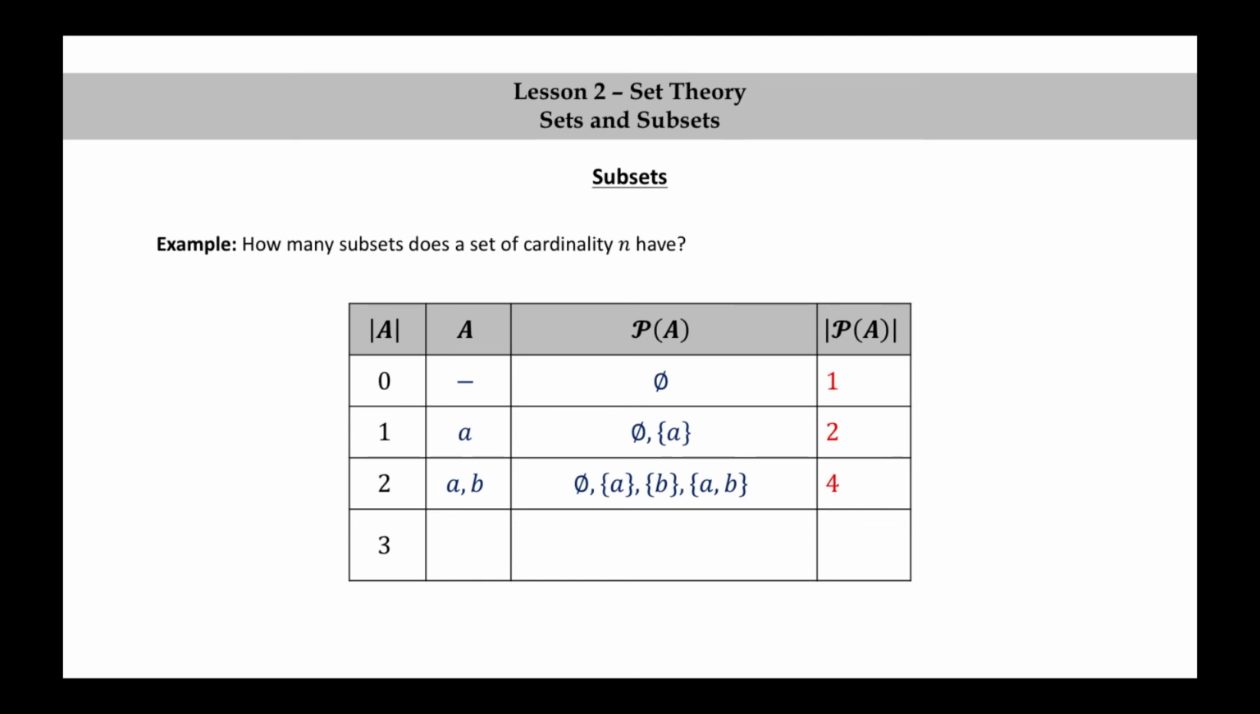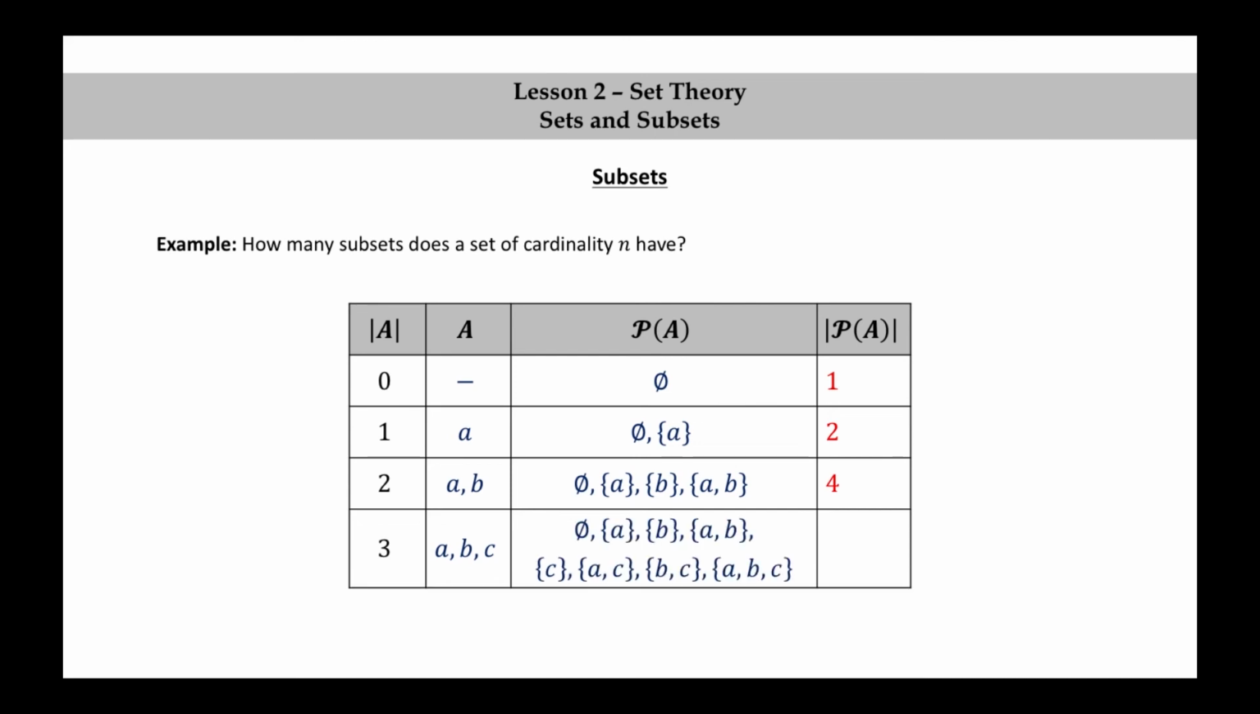And let's do one more example, a set with 3 elements. Let's name those elements A, B, and C. In this case, the power set of A has 8 elements, right? Empty, set A, set B, set AB, set C, set AC, set BC, and set ABC. Notice the pattern here. 1 is equal to 2 to the 0, 2 is equal to 2 to the 1, 4 is equal to 2 to the 2, and 8 is equal to 2 to the 3.